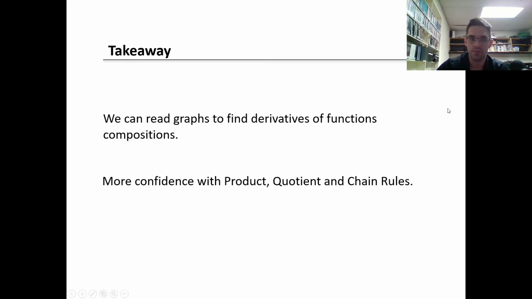That's beyond me. Hey, so hopefully this lesson really helps you pound in the 3 derivative rules that we learned for this unit. Hopefully also it gives you a deeper understanding of what a derivative means by looking at a graph.